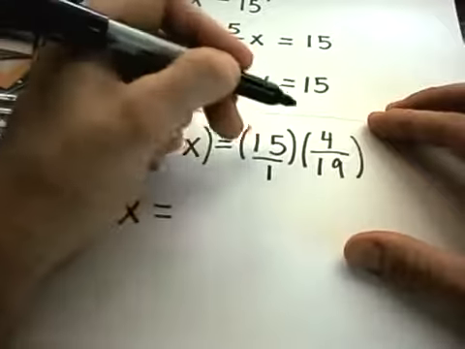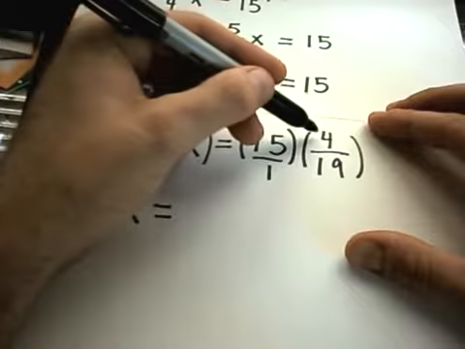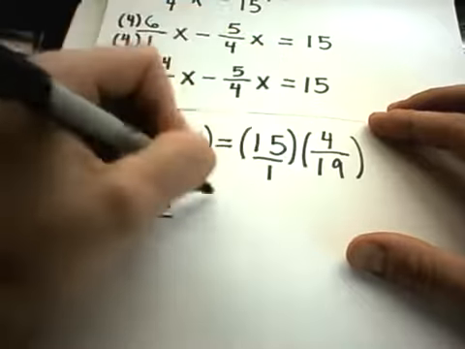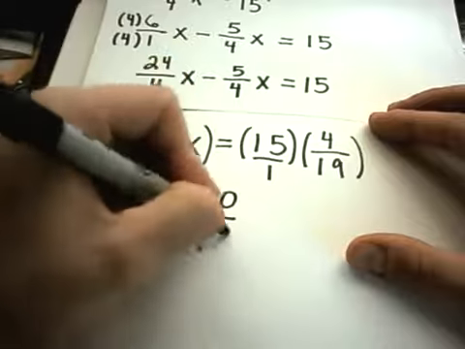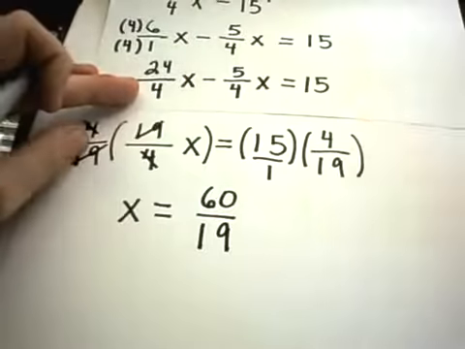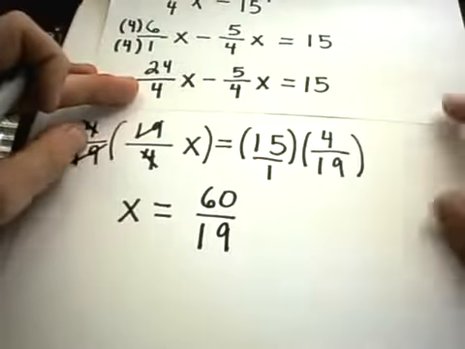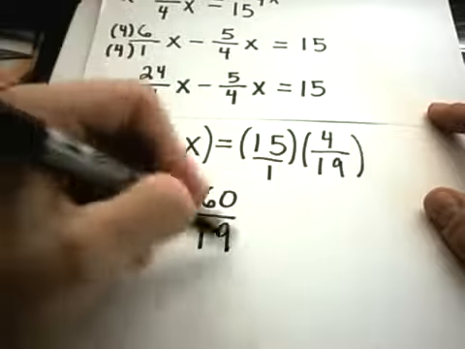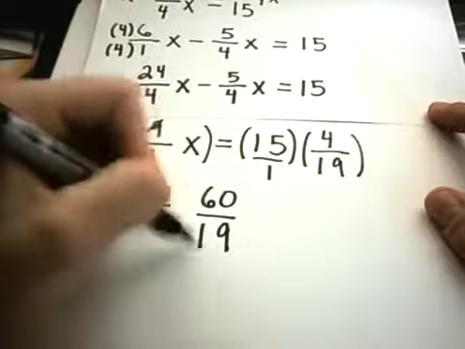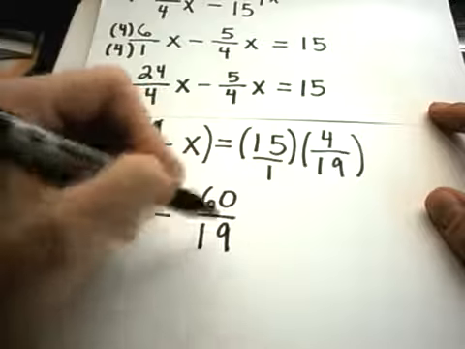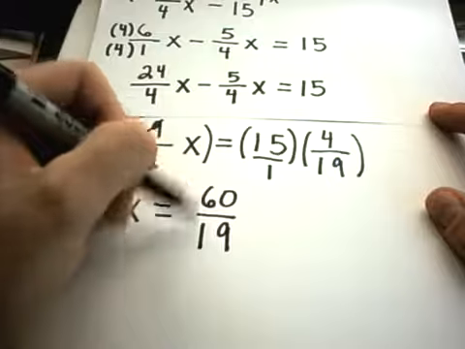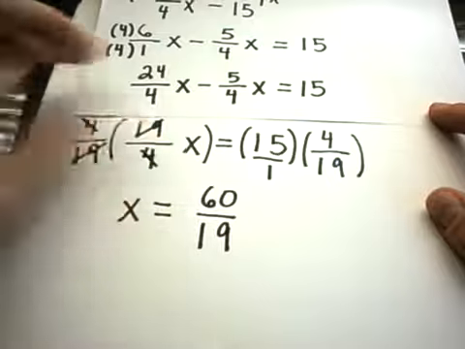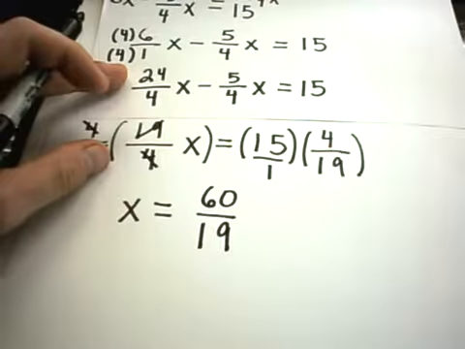15 times 4, well, let's see, 15 times 2 is 30. So if I double that again, I'll get 60. 1 times 19 simply is 19. And you could think, do I need to reduce this fraction? But if you try to factor 19, recall that 19 is a prime number. So you really can't break this number down any further. You could make it into a mixed number.